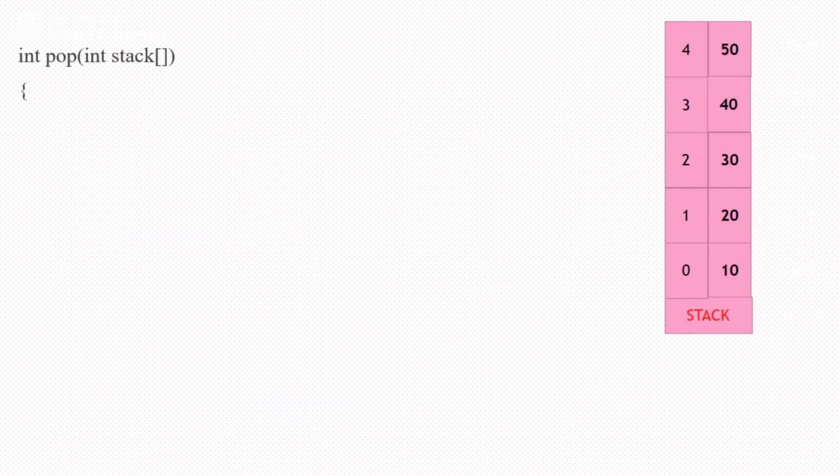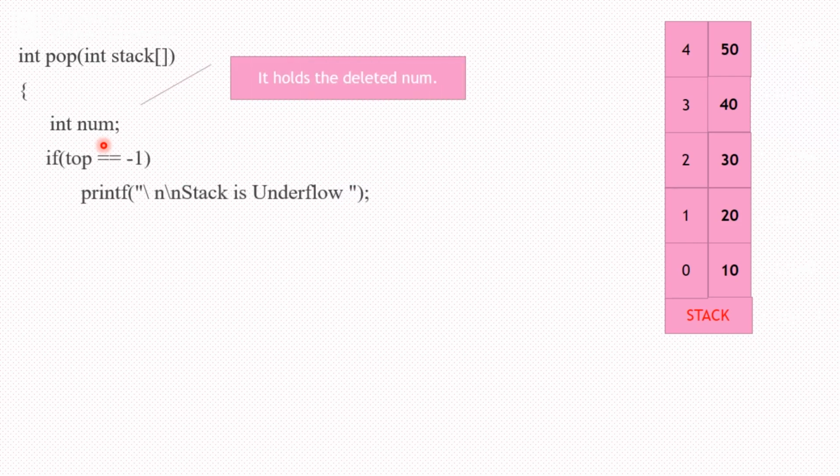Now we'll see the pop function. The pop function looks like this, and here you need to have a stack from which you are going to delete an item. First of all, integer num. What do you mean by integer num? Because this will hold the deleted element. Once the top is updated, you will not have control over the deleted element. That's why you need one variable which will hold the deleted number.